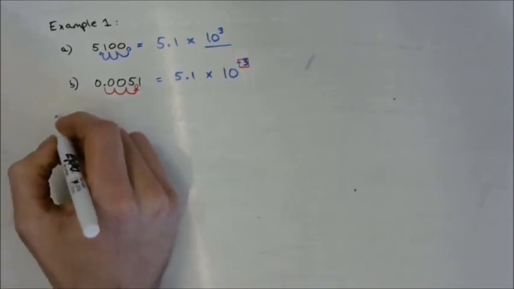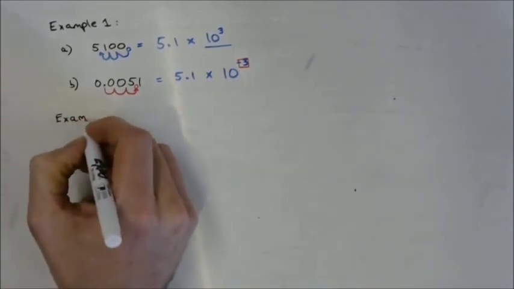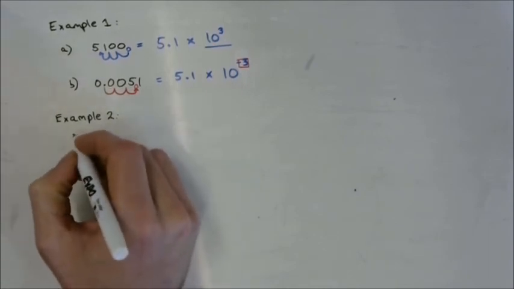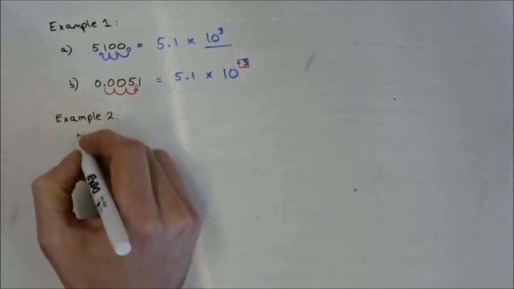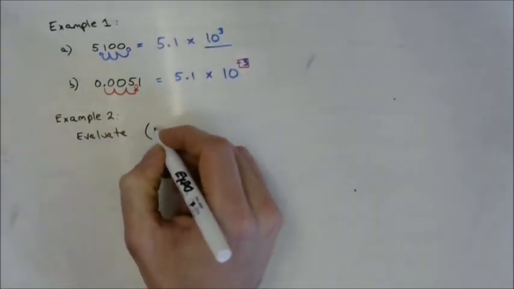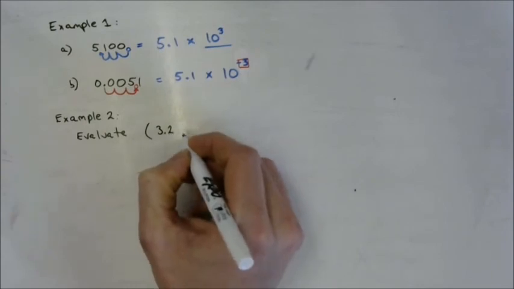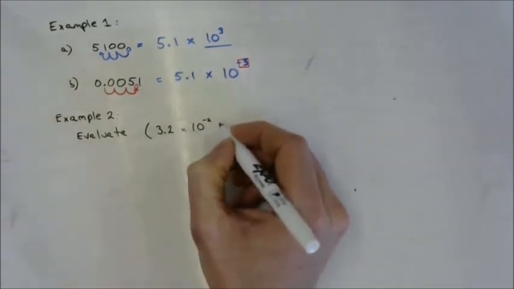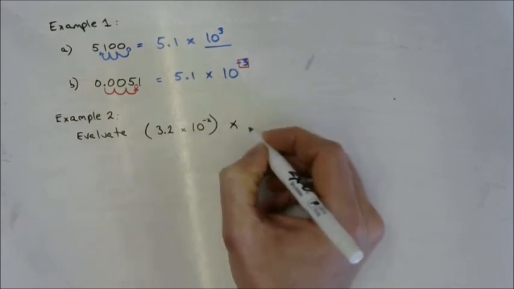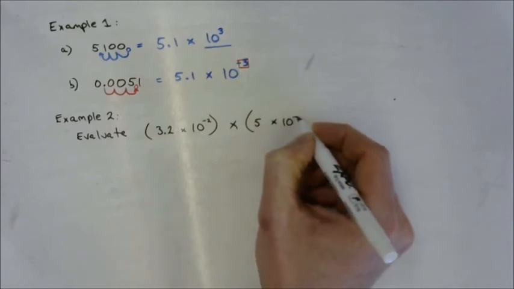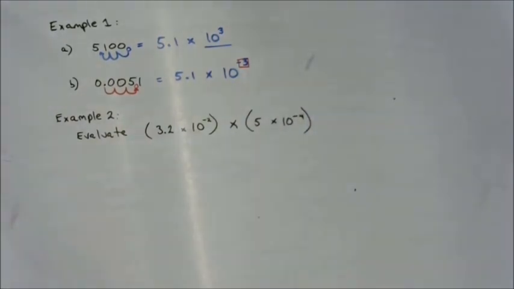Example 2. Example 2 helps us to use our laws. It simply says evaluate, and we get this expression to work with. 3.2 times 10 to the power of negative 2 times 5 times 10 to the power of negative 4. And we have to evaluate it.